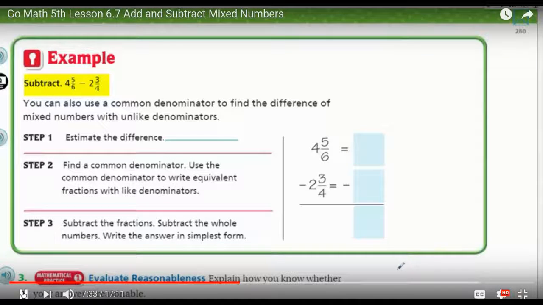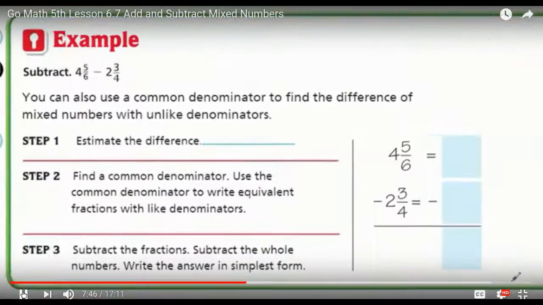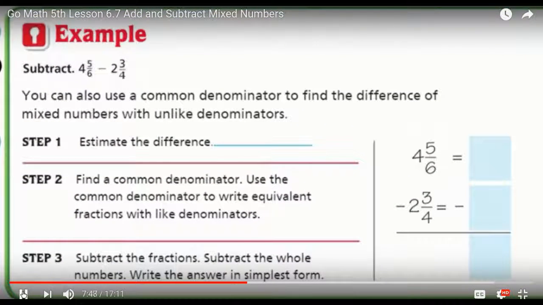Subtract. Okay. 4 and 5/6 minus 2 and 3/4. You can use a common denominator to find the difference of mixed numbers with unlike denominators. Yeah, we know that. Yes, because we've been doing these problems and we just get this math. It's getting easier. Now it says estimate the difference.